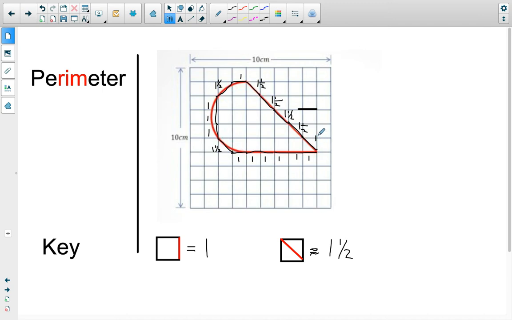Then you just add them up. I usually put my halves together to make wholes and make it a little bit easier. So 1.5 and 1.5 is 3. 1.5 is another 3, so I'm at 6. 1.5, 1.5, 9, 10, 11, 12, 13, 14, 15, 16, 17, 18, 19, and then 20.5. Since we're talking perimeters, it would be units. If this were centimeters, which it says it is, it would be centimeters for my units. 20.5 centimeters.